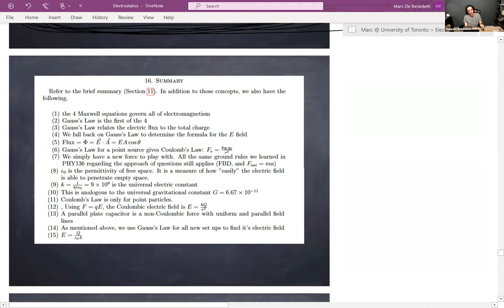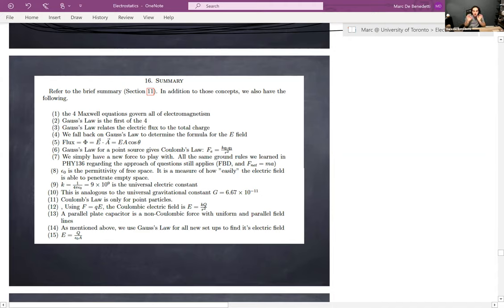So here is the second summary. Since the first summary, we have now deduced that there are four equations that govern electromagnetism. There's electrostatics, magnetostatics, electrodynamics, magnetodynamics. So four equations, four topics. Gauss's law is the first of the four. And Gauss's law relates the electric flux to the total charge, meaning Gauss's law allows us to calculate the electric field given a distribution of charges.